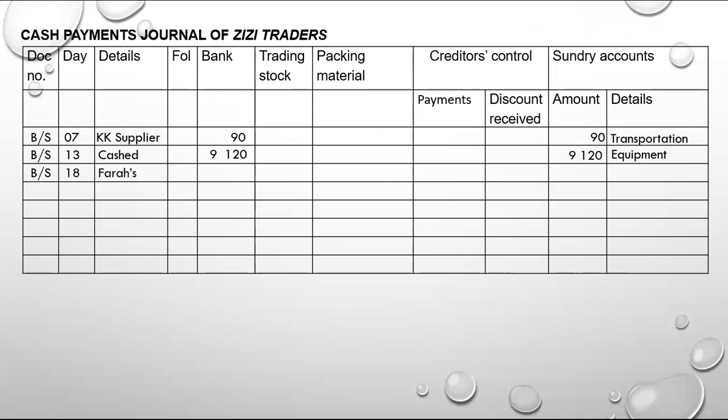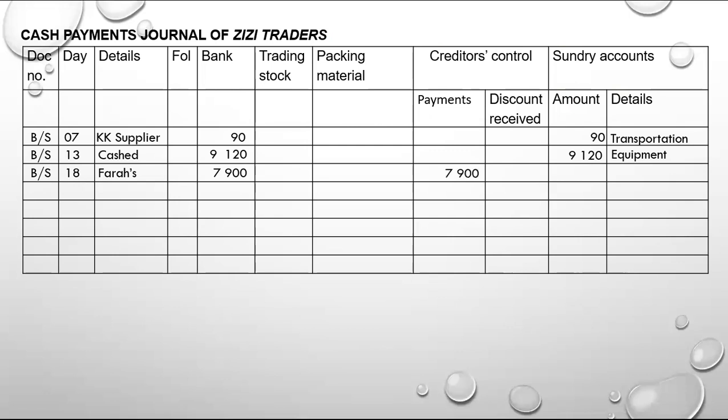We paid Farah's wholesalers. I didn't have space to write everything here. And the bank will have the amount we paid, which was 7,900, and the payments under creditors' control, because Farah's wholesalers is a creditor since we had an account with them. That's how we know he's a creditor. In the creditors' control, you put in the amount you paid, which is 7,900.